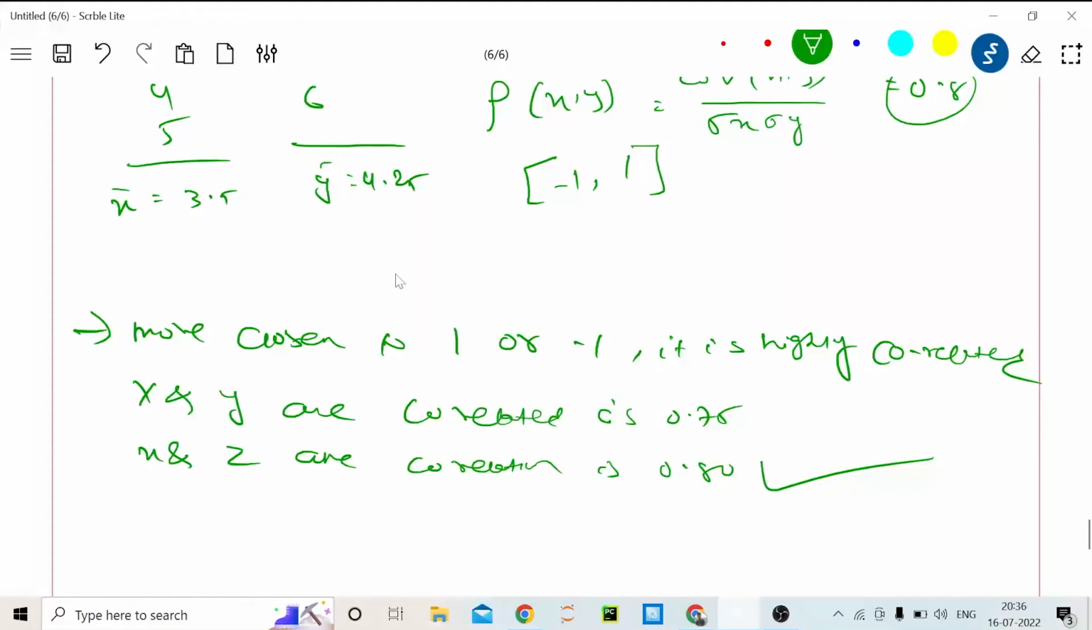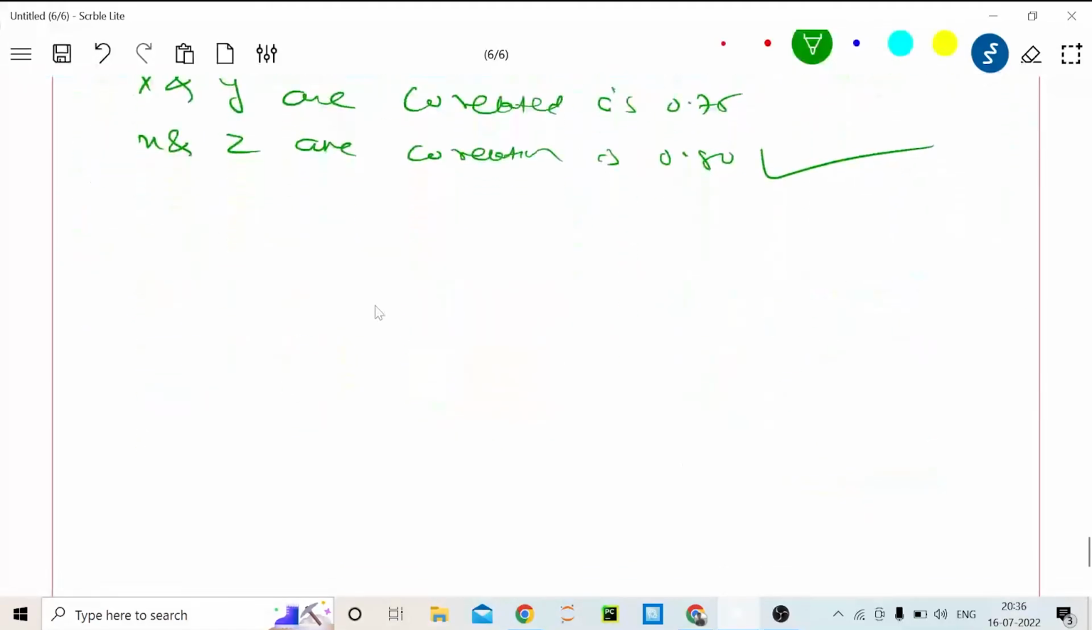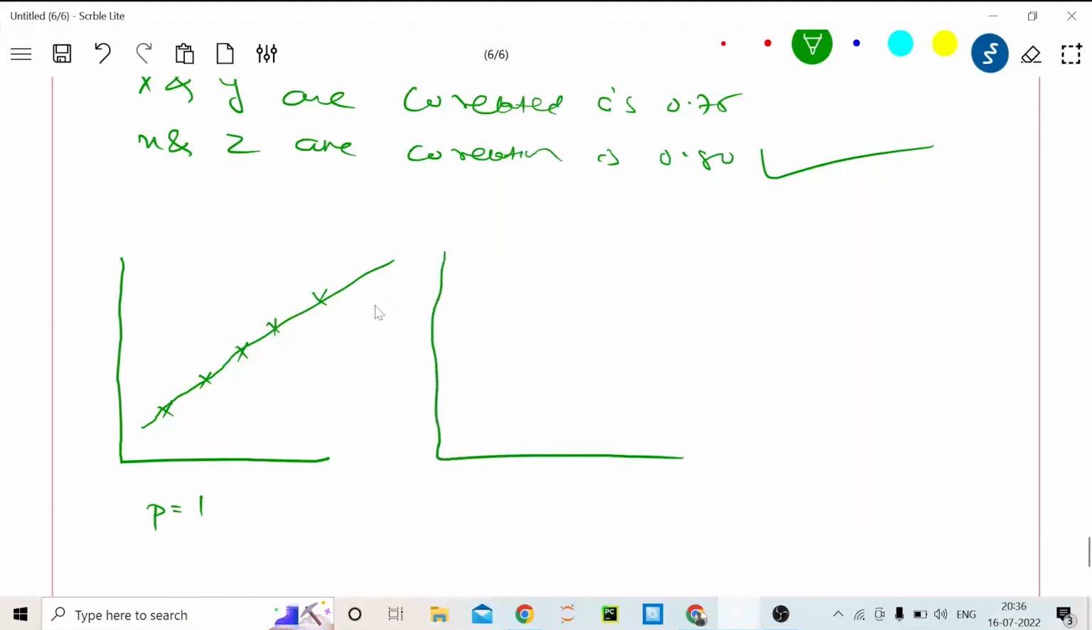I will show you an example. Let's say this is our data set. In this case, our Pearson correlation is 1. That means all the data is following a straight line, so the correlation is 1. Suppose this is our data, and all the data points follow this downward line. In this case, the Pearson correlation is -1.